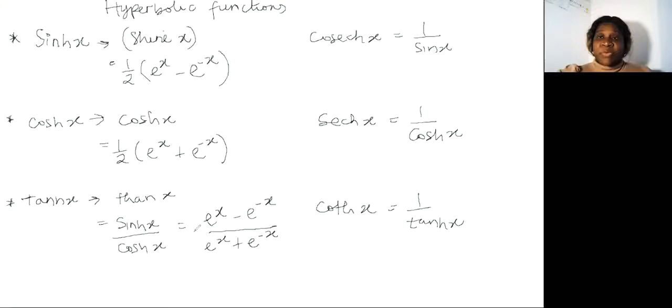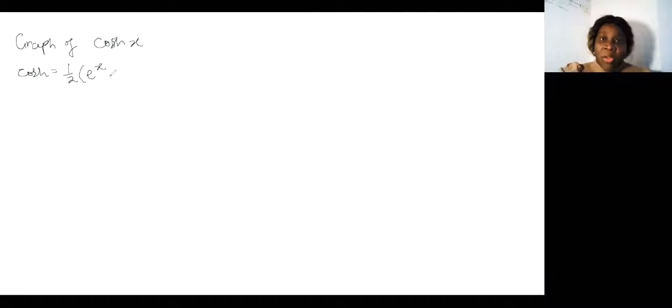So let's have a look. Let me clear my screen and then we can have a look at how to sketch the graph of cosh x. You remember that cosh x is equal to half of e to the power of x plus e to the power of minus x.